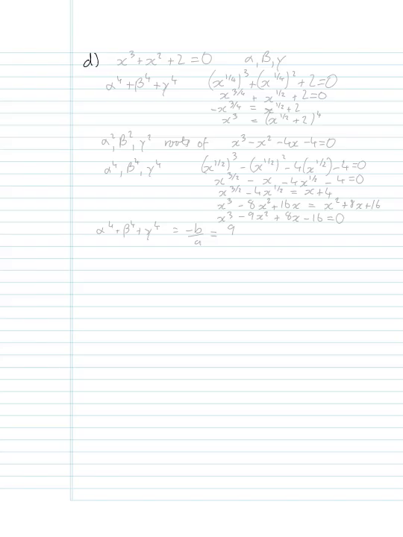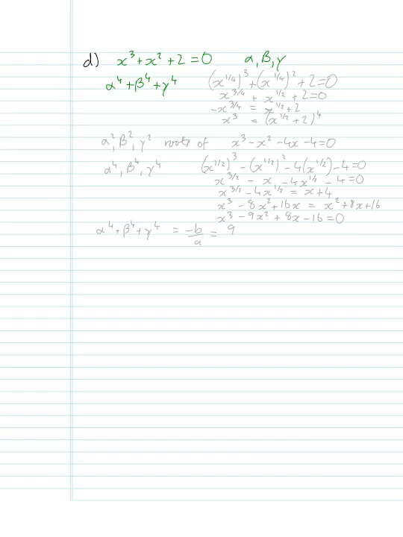Alright, now in part D we've got, just rewriting that equation so you can see it on screen. x cubed plus x squared plus 2 equals 0. And you have the original roots again, being alpha, beta, gamma, same as before. But you're trying to find alpha to the 4 plus beta to the 4 plus gamma to the 4.